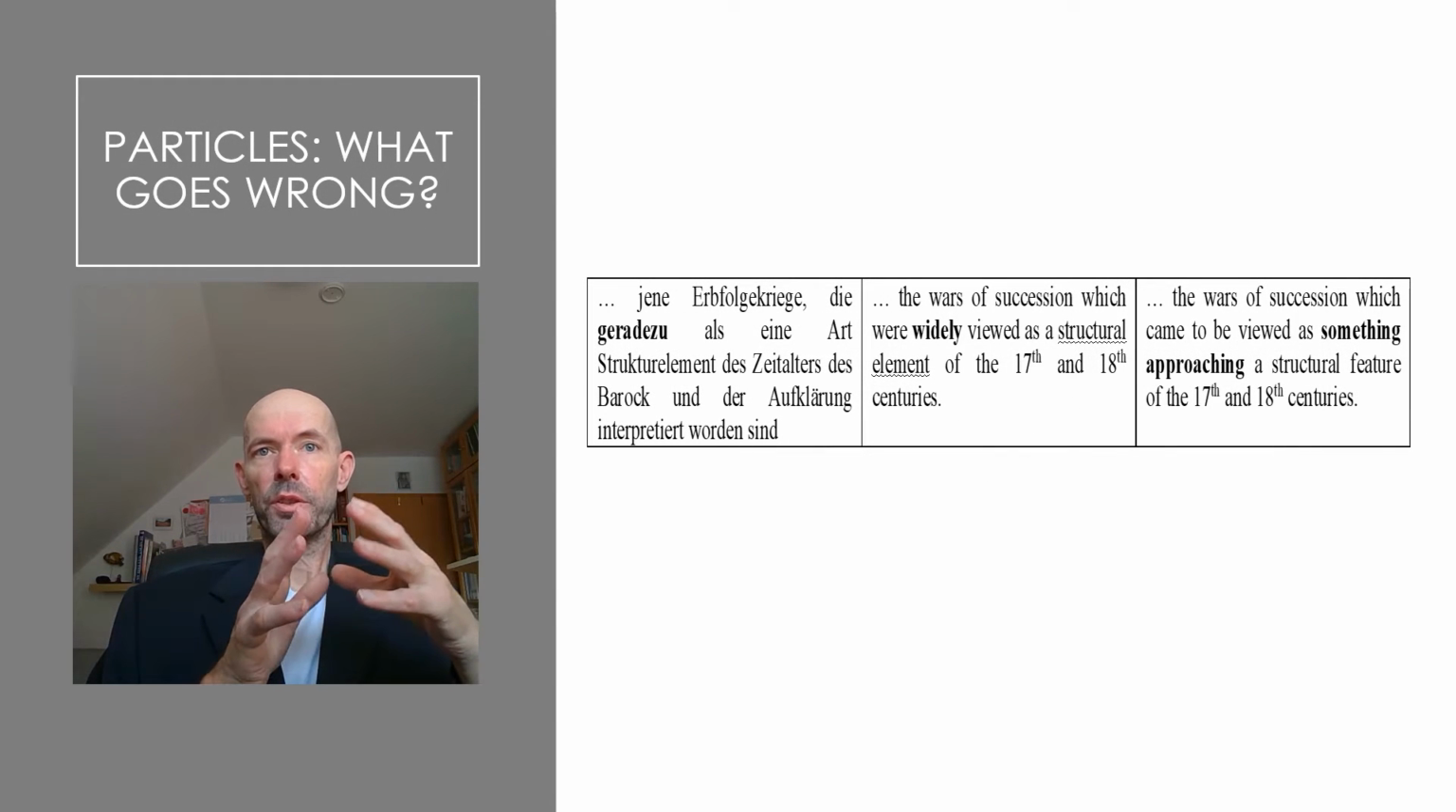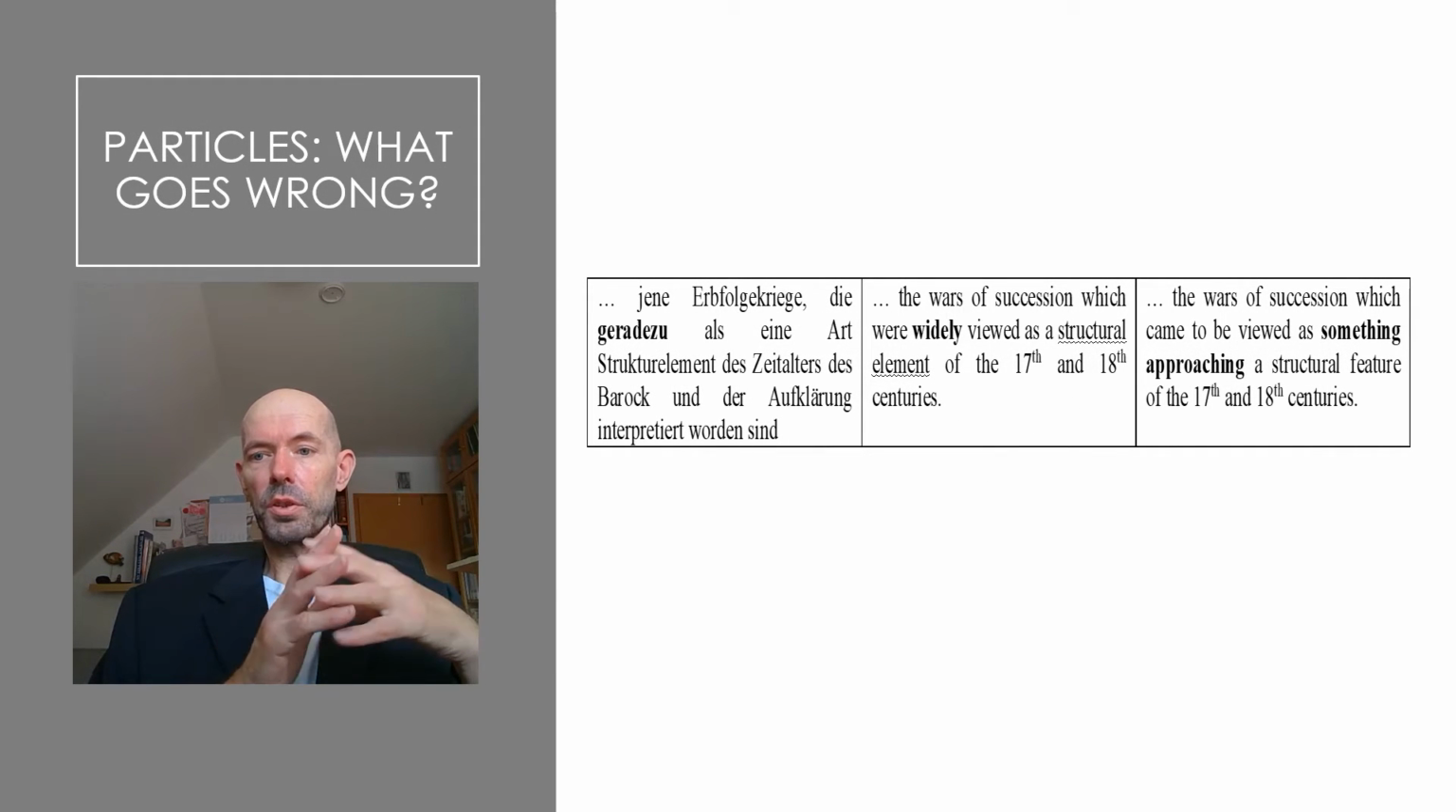Now, a similar example is geradezu, which has clearly been misapprehended by the translator of the following excerpt. Jene Erbfolgekriege, die geradezu als eine Art Strukturelement des Zeitalters des Barock und der Aufklärung interpretiert worden sind. The Wars of Succession, this is the published translation, the Wars of Succession, which were widely viewed as a structural element of the 17th and 18th centuries.